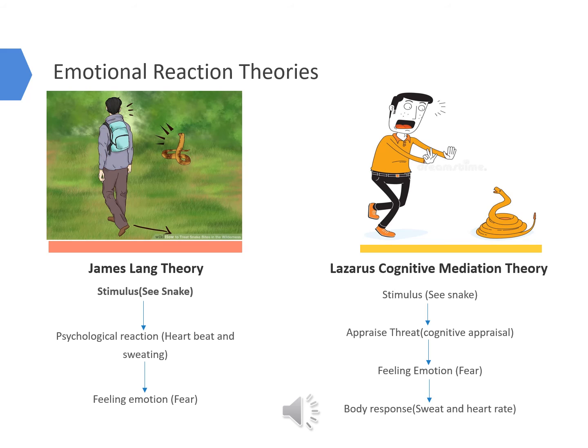This is illustrated using the flow chart below, where you have the stimulus, which is a snake, leading to an appraisal of the threat, which is the cognitive appraisal. This leads to the feeling of emotion, which is fear, then followed by a body response, which is sweat and heart rate.